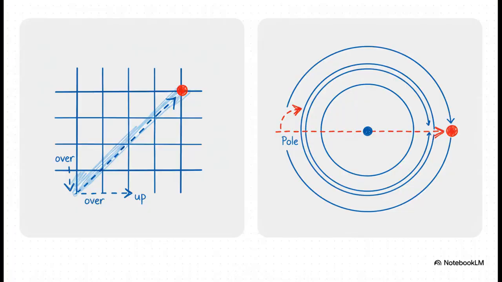Okay, the best way to wrap your head around this is with a simple analogy. Think about rectangular coordinates, our familiar x, y, like you're navigating a city grid, right? You go 3 blocks east, then 4 blocks north. It's all about that grid. But polar coordinates? They're more like using a compass. You just face a specific direction, say northeast, and then you walk for 5 miles. So it's a total shift from over and up to direction and distance.